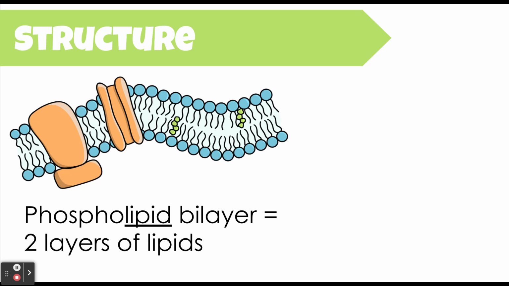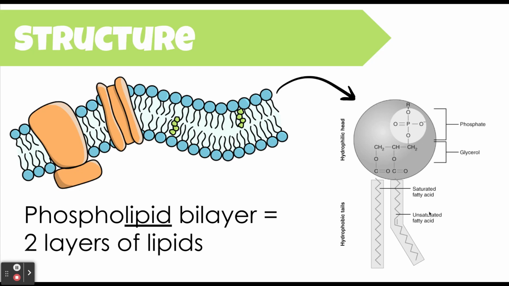So what we describe the structure of the cell membrane as is a phospholipid bilayer. Bilayer refers to the fact that it's two layers and it's made up of lipids, particularly phospholipids. They're a specific type of lipid that has a phosphate group attached to them. There's many lipids side by side here, a bottom layer of lipids and a top layer of lipids. So we call the structure a phospholipid bilayer.